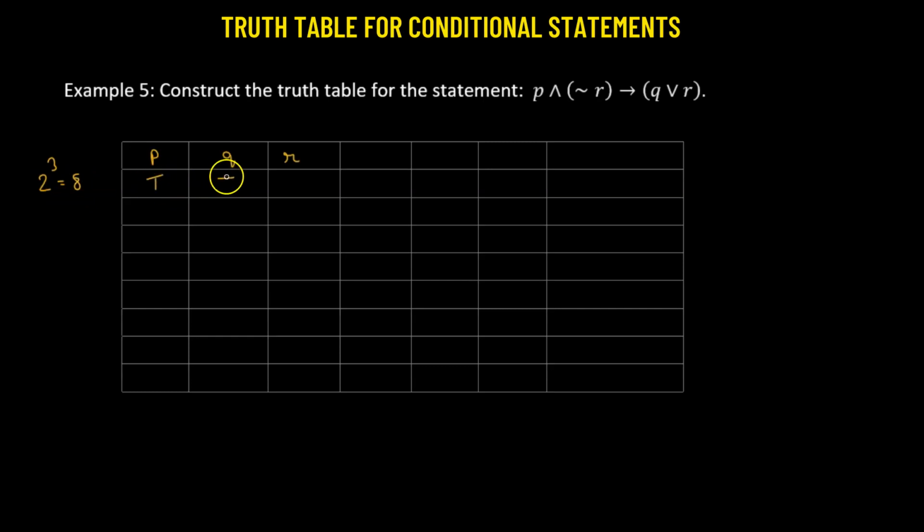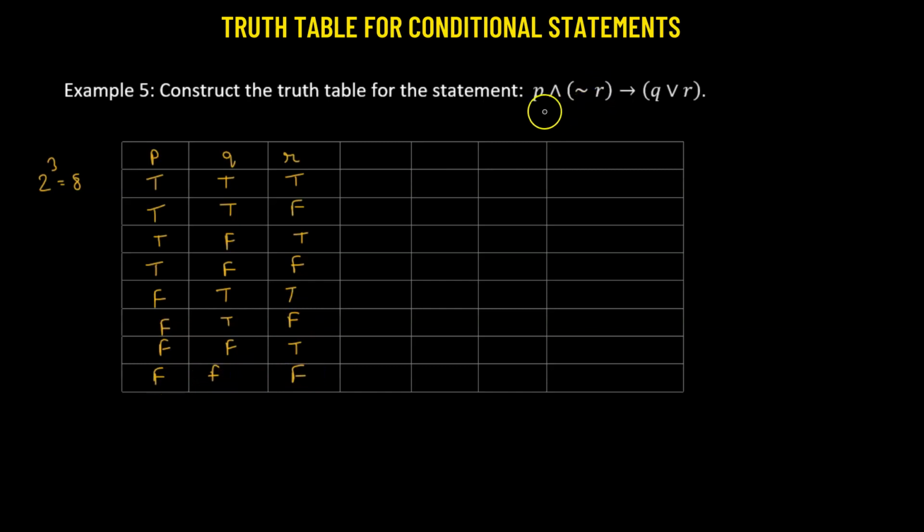When all 3 of them are true, then we have true, true, true. Then true, true, false. So here R is false, or we could have true, false, true. Here Q is false. We have true, false, false. This time Q and R are both false. Or we have false, true, true, false, true, false, false, false, true, and the final case where all 3 of them are false.